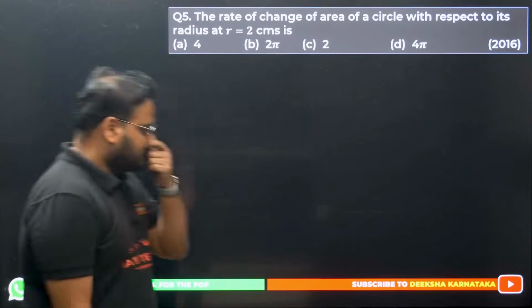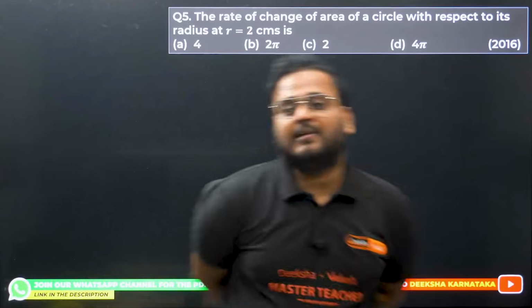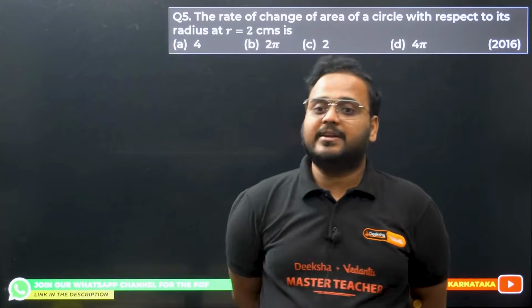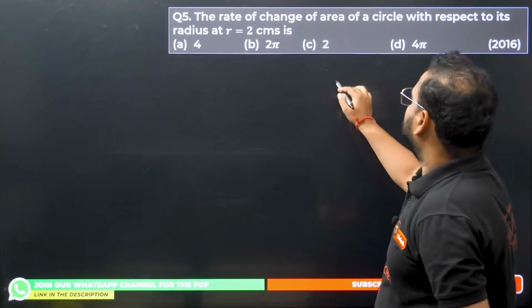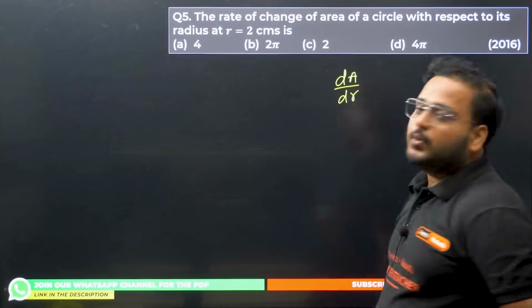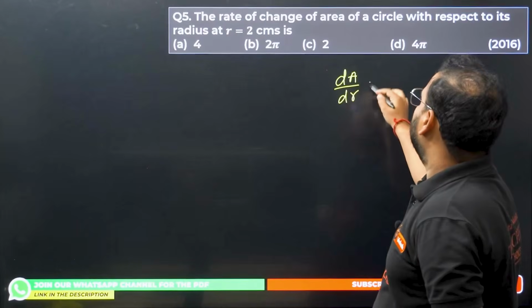Question number 5 now. The rate of change of area of a circle with respect to its radius. Okay. So area, right? They're asking you dA by dr. How do you find this?